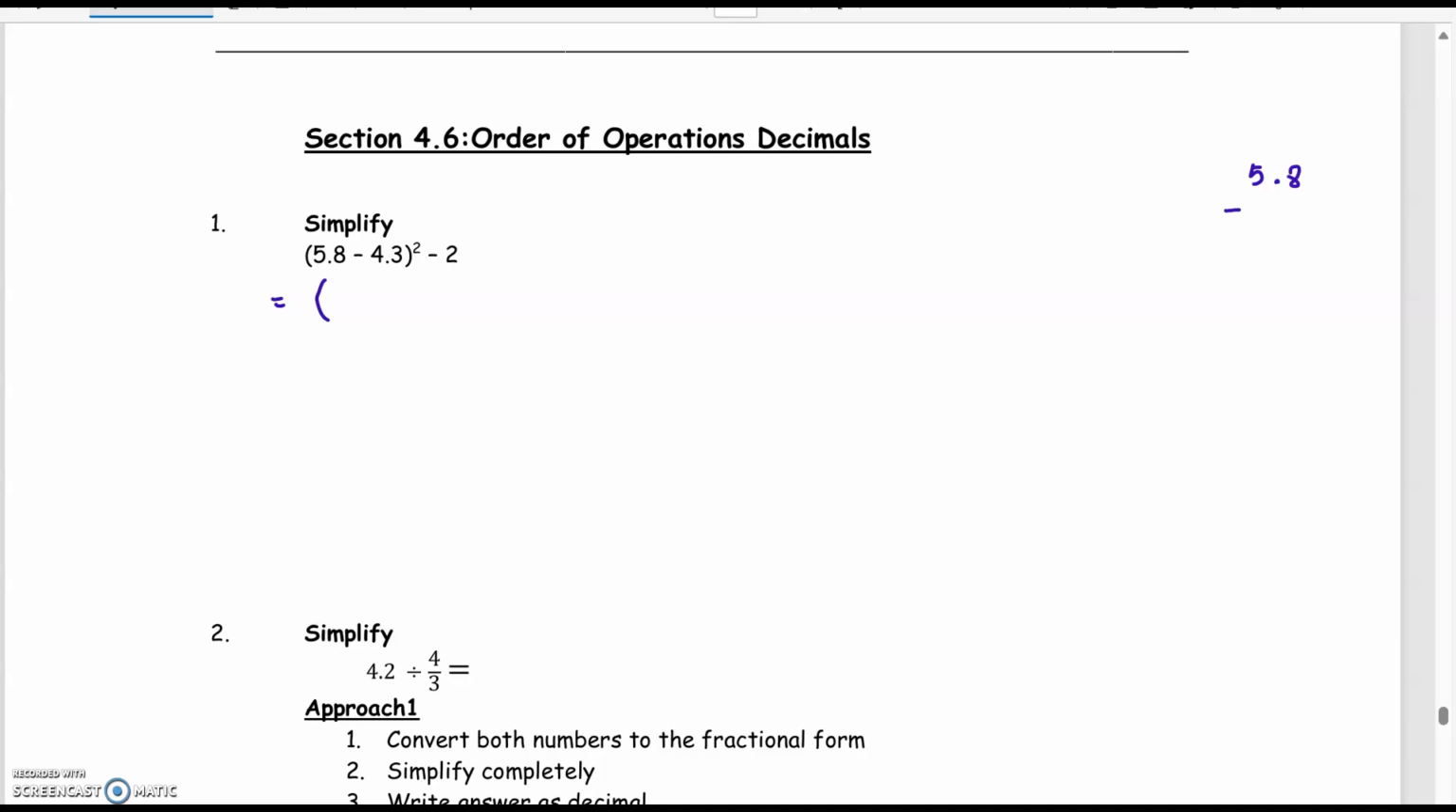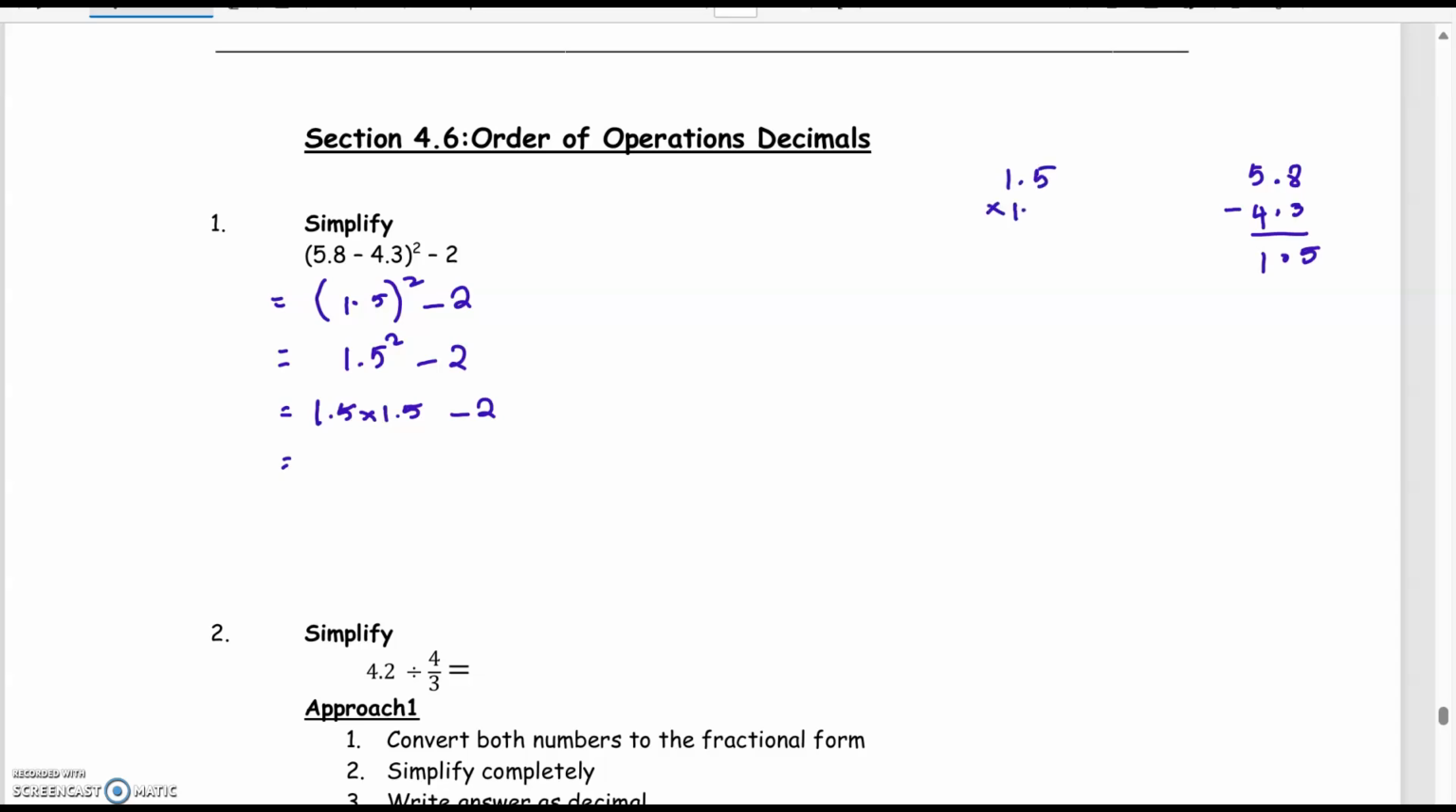So 5.8 minus 4.3: 8 minus 3 is 5, 5 minus 4 is 1, so that is 1.5, the whole squared, minus 2. So it's 1.5, that's a single number, so we're going to get rid of parentheses, square it, minus 2. Now how do we square a number? It is the same as 1.5 times 1.5 minus 2. So we do multiplication first.